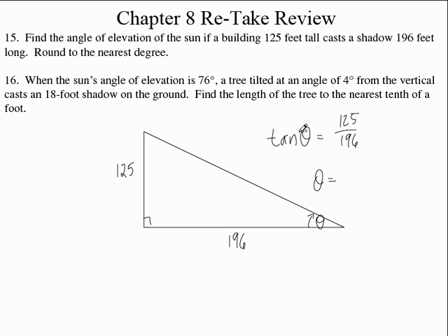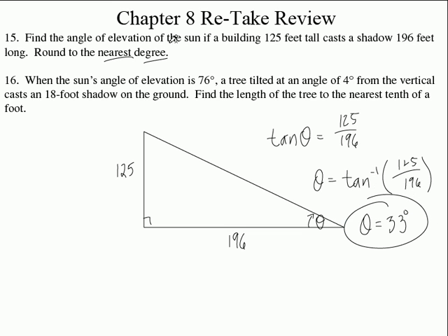Now in order to find theta, we take the inverse tangent. That's second function on your calculator. So you hit 125 over 196, and then you hit second function tangent, or if you have a graphing calculator, you hit second function tangent first, then you put 125 divided by 196, and Wendell, what do you get? 33. Okay, so 33, and it says round to the nearest degree, right? So it's just 33 degrees. Nearest degree, no decimals. And that's what that angle is there.